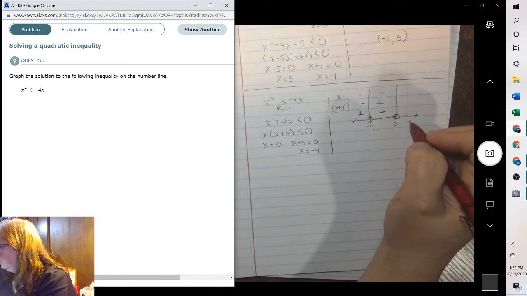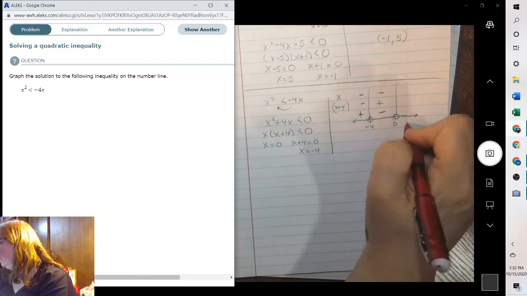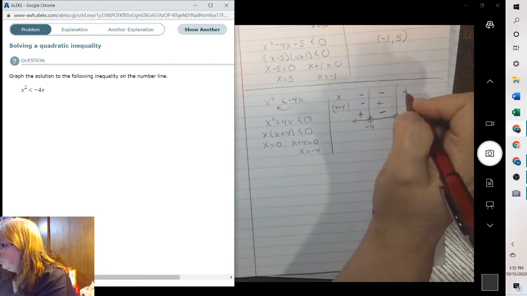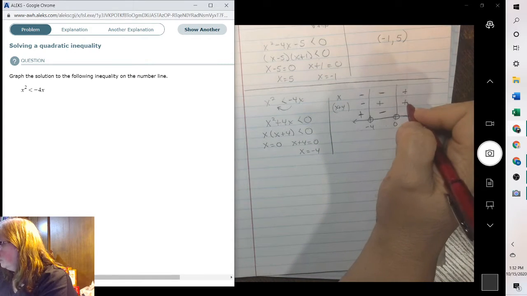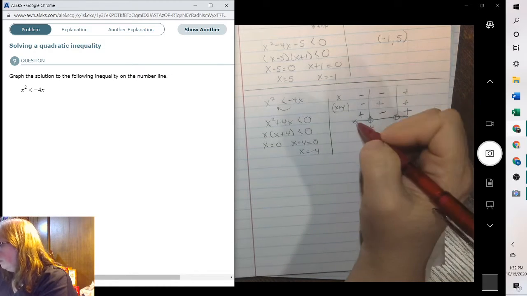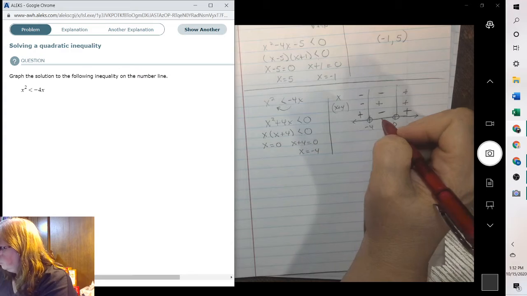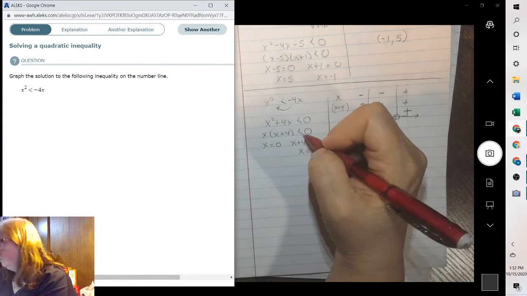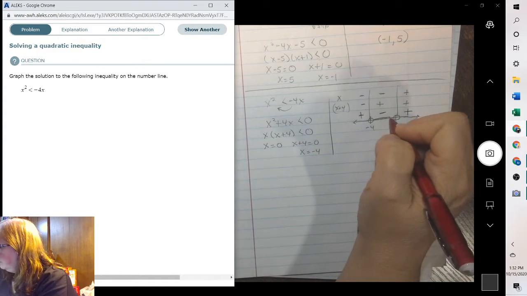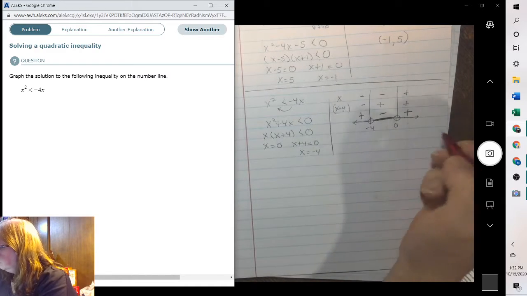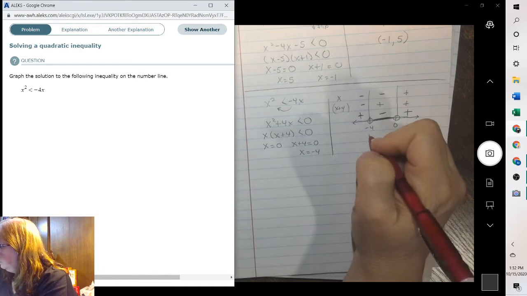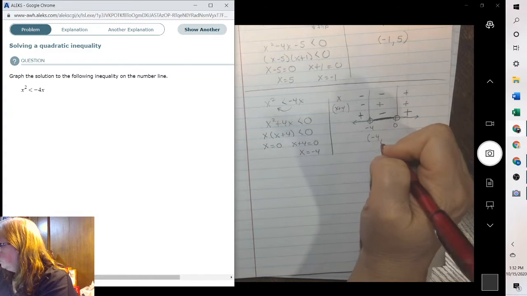And the last group over here, something greater than 0, 1. This would be positive, and 1 plus 4 is positive. Positive times positive is a positive. So these two would be greater, this one's less than. And our problem was less than, so it is in between. They asked for the graph on this one. If they want interval, it would be -4 to 0.